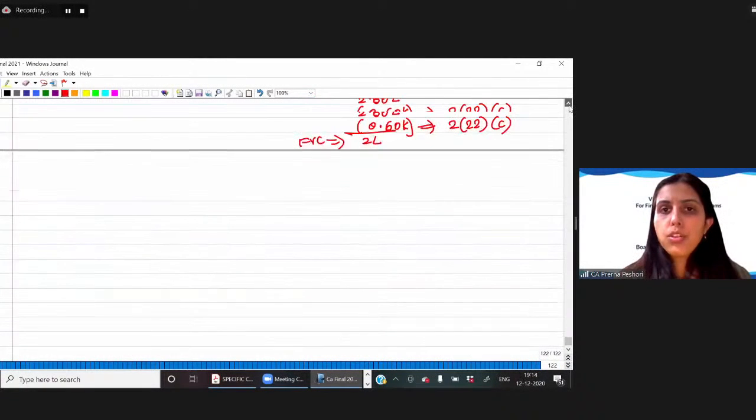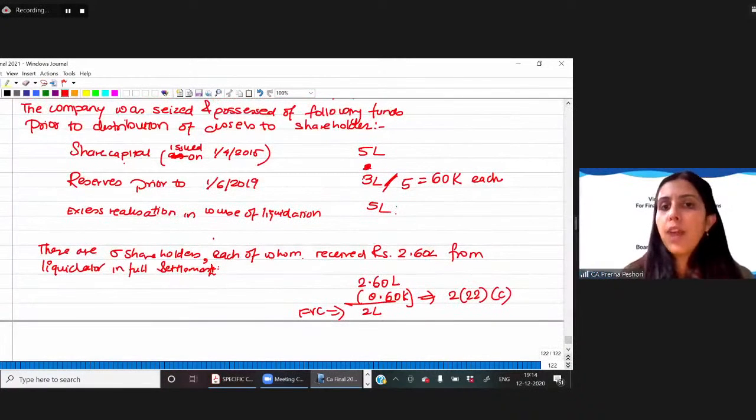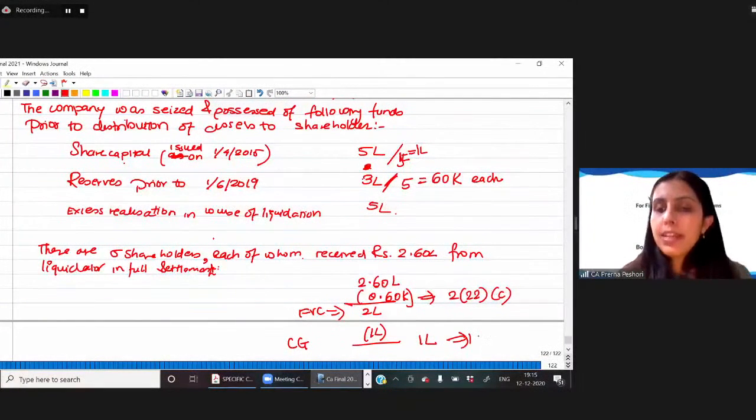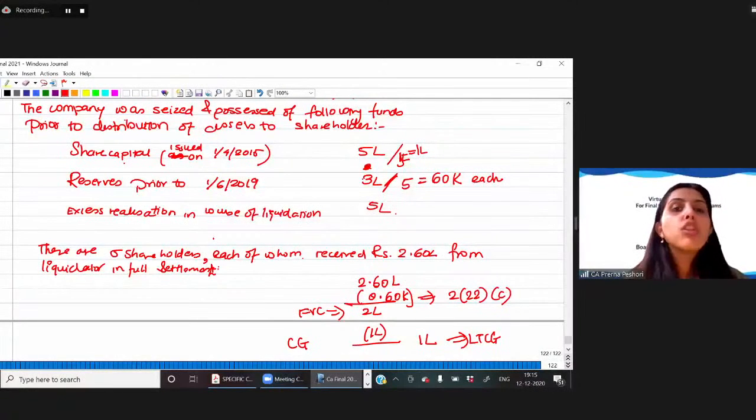And what is your cost? Share capital is 5 lakh. So your cost divided by 5 would be 1 lakh each. Right? Assuming you have purchased the share at the same price. So only 1 lakh will be your capital gain. This will be long-term capital gain because more than 24 months unlisted shares. Whether indexation would be applicable, the answer is yes. The indexation will apply in this case, but no information is given in the question. So we do not know what are the indexes, right? But indexation will apply in this particular case.